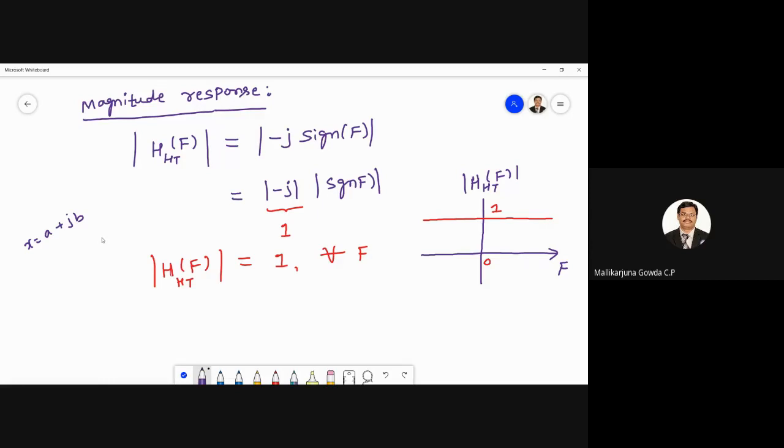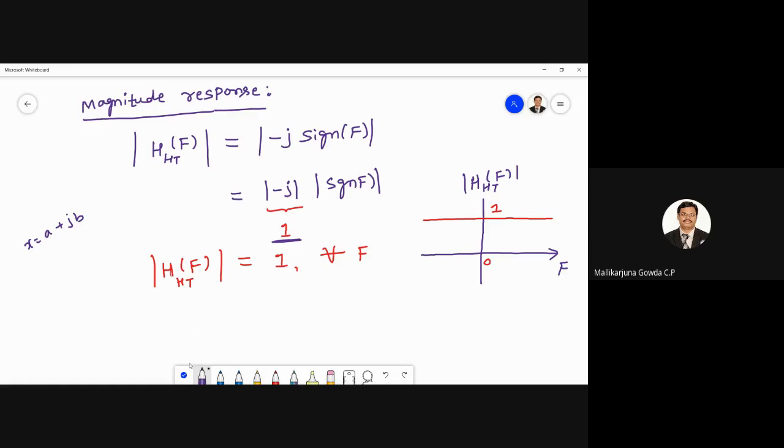Hope I have cleared it out. Hope it is clear or not? Yes, sir, it's clear. So magnitude will be the square root of a square plus b square. I thought we would be able to understand. Fine, it is good. At least we are asking now, we are not keeping quiet. So this is the magnitude response.